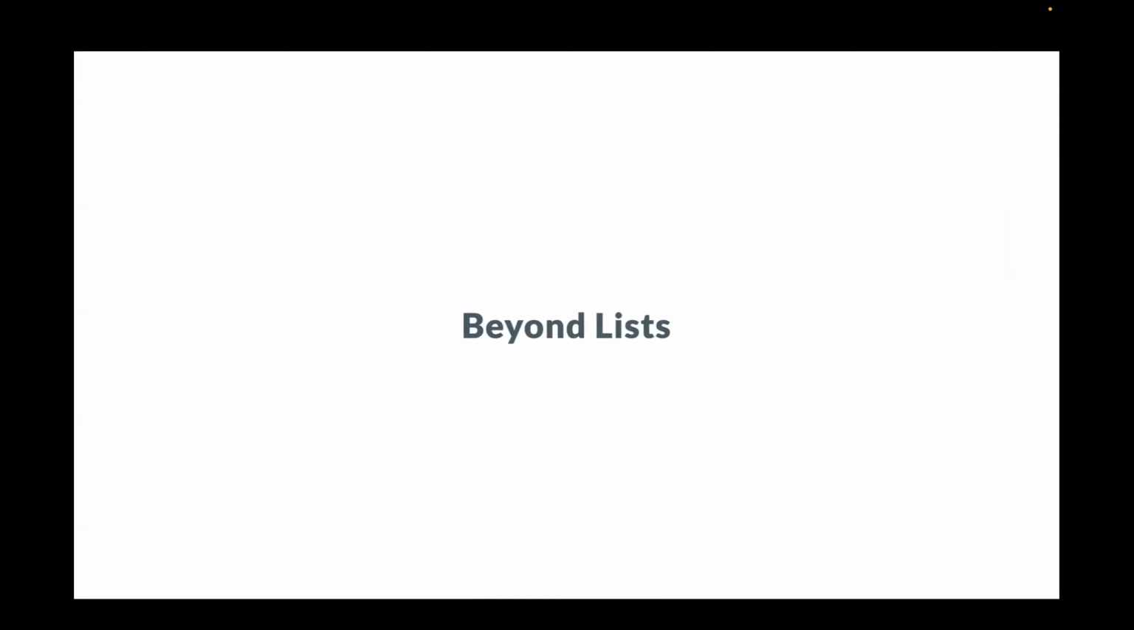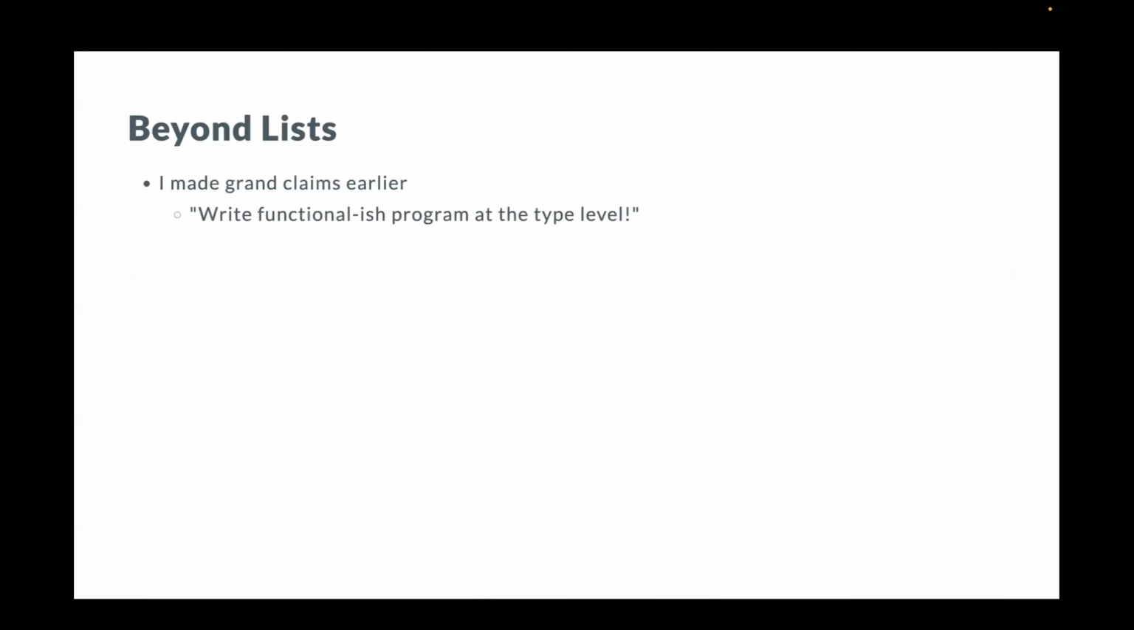And now let's talk a little bit about going beyond lists. So I've talked about, oh, you can write arbitrary functional programs at the type level. Isn't that amazing? And all I've shown you are lists and recursion, which might be a little bit underwhelming if the speed of this presentation isn't so breakneck. But is that all there is to it? Well, my claim is no.